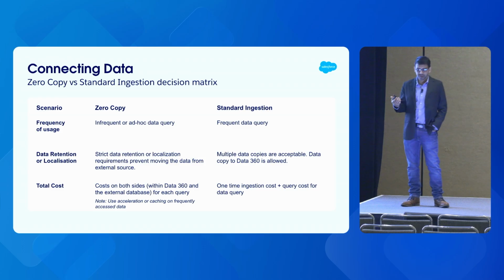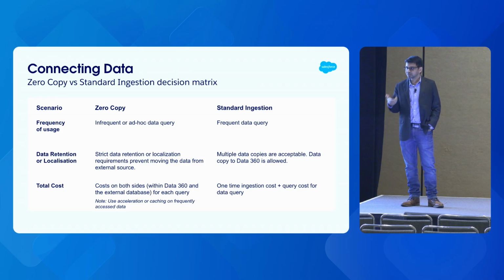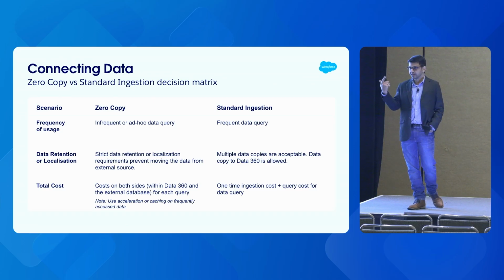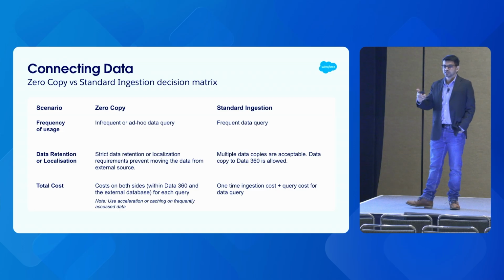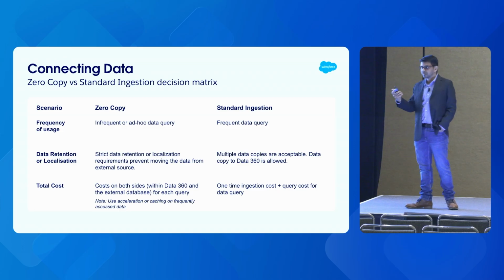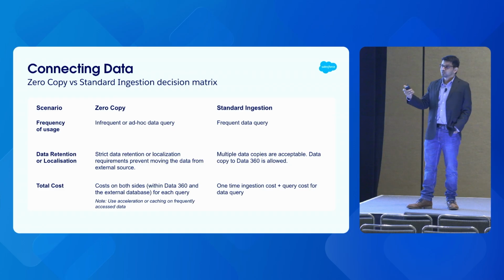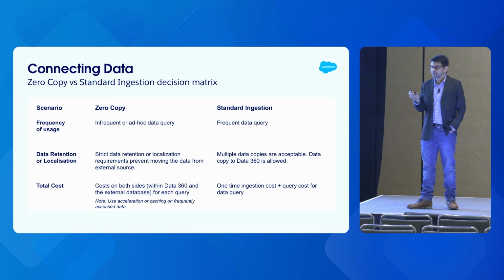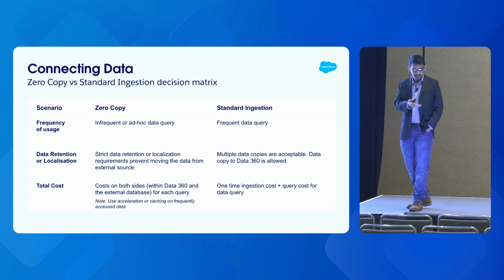One of the things you have to understand about standard ingestion is a one-time ingestion cost but multiple query costs. On the other hand, in the case of zero copy, the cost is incurred on every query. You have to pay it on Data 360 because you have to store it, bring it to Data 360, there's network traffic, and also on the hyperscaler where the source data is. So if you are using, say, Azure or Databricks, they will charge you for the amount of data that you are transferring, and Data 360 will also charge you because that's the number of rows that you have processed. Of course, you can reduce it in certain cases by acceleration, but I'll come to acceleration in a bit.